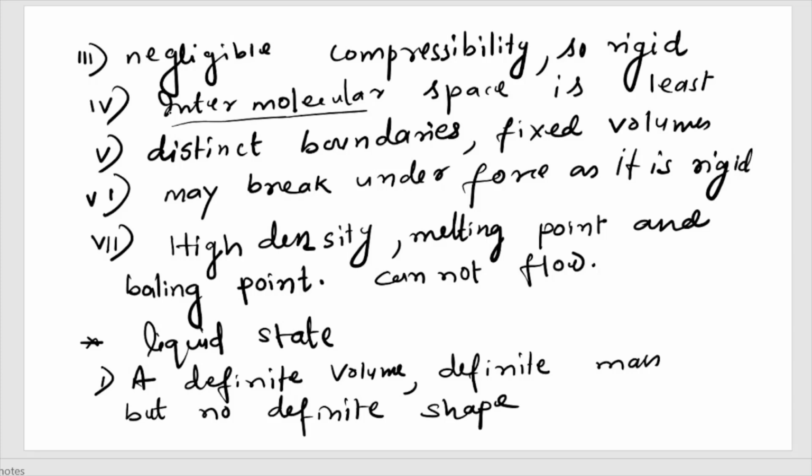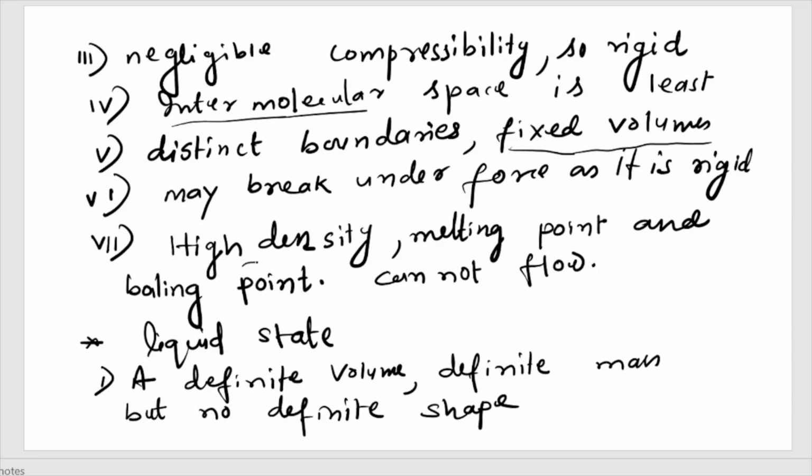Distinct boundaries, that is why it has a fixed volume. If today a piece of wood is triangular in shape, tomorrow it will not change to a circular shape. That is not possible at all because it has a fixed volume and fixed boundary. It may break under force as it is rigid. It may break, but it is not compulsory to break. It may break under high force, then it is called rigid.